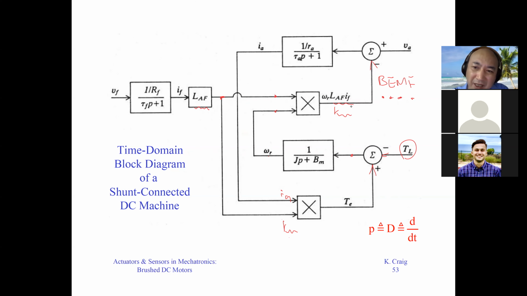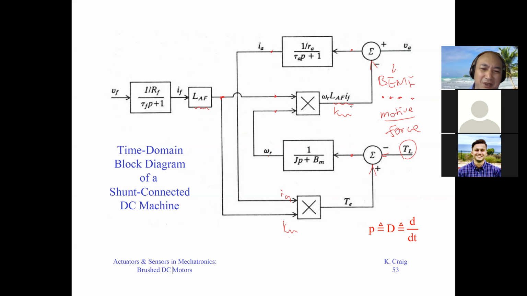Actually, the M is not magnetic, it's called motive. This E stands for electromotive force. Sorry. Back electromotive force, back EMF, okay? Because of this back EMF, you drive this armature circuit, right? You put it together. So, is this correct?